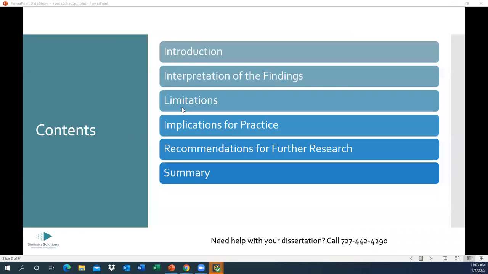So moving on, here's what we're going to cover today. These are the typical features, typical sections: the introduction, interpretations of the findings, also sometimes called the discussion, which I know is discussion within the discussion chapter, limitations, implications for practice, recommendations for further research, and a summary.